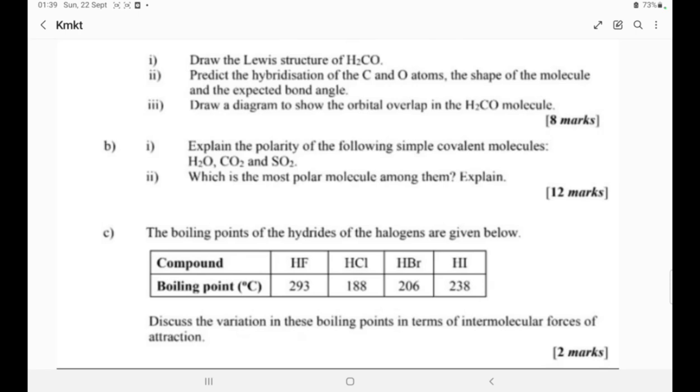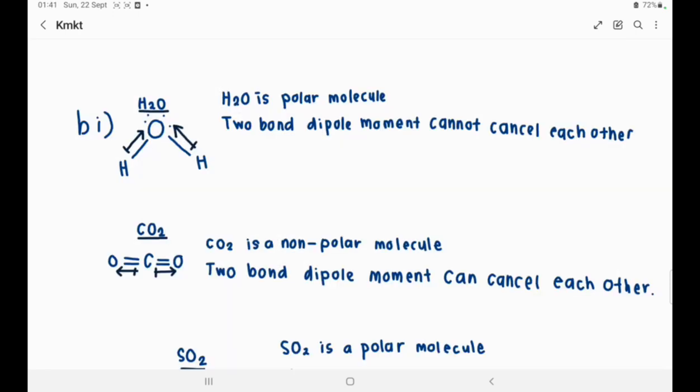Okay, next we go to question B(i). The question is, explain the polarity of the following simple covalent molecules, H2O, CO2, and SO2. For B(i), you need to draw the molecular shape for each molecule. You need to draw the molecular shape with arrows that show the polarity of the molecule.